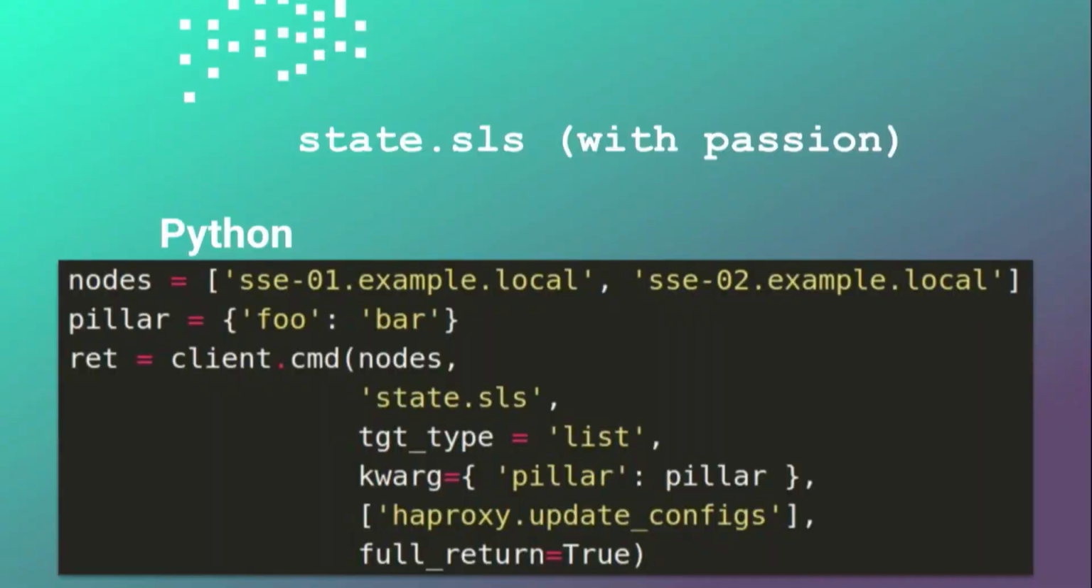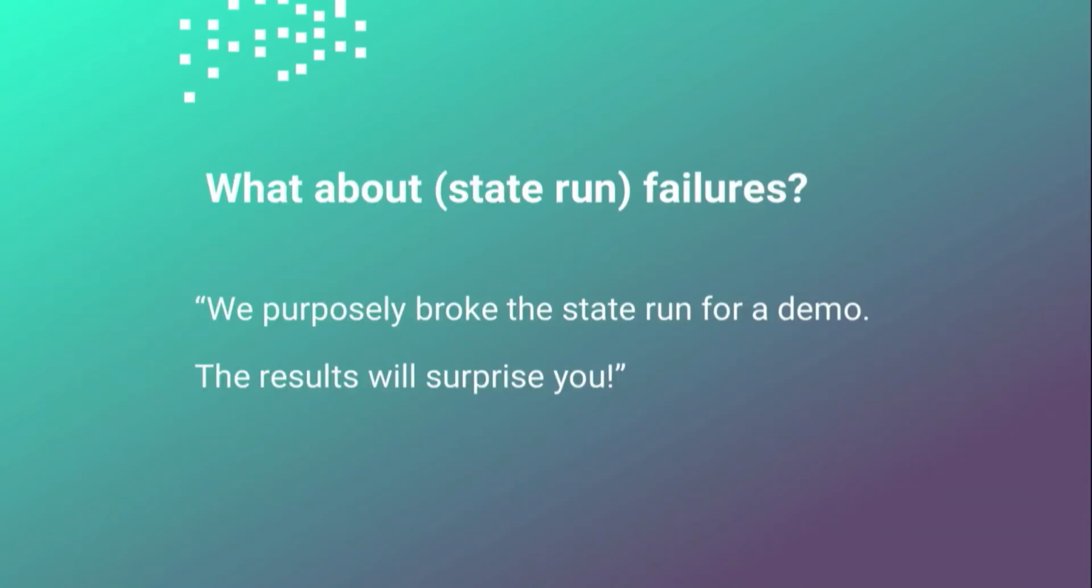And just to show that we're not limited to simple calls, this is that same exact state call, but we're changing up the way that we target. We're using a list instead. So our first line is just a list of the nodes that we care about, and we're supplying the additional argument target type equal list. This is exactly like saying -L on the command line. And we can also specify inline pillar values under the keyword args parameter. So again, anything that you can imagine yourself doing on the CLI, you can 100% do by using the Python API.